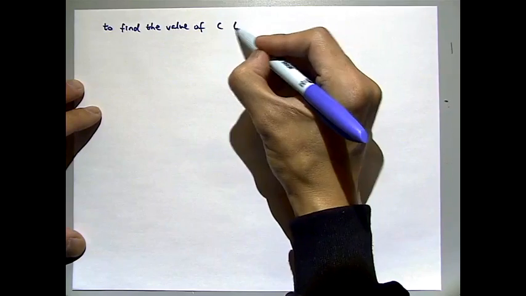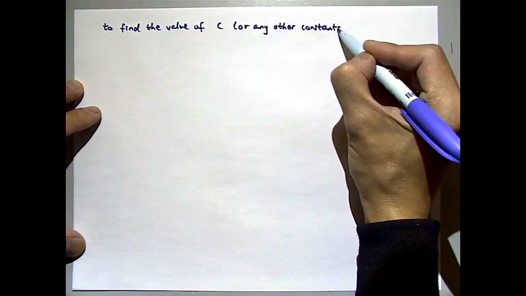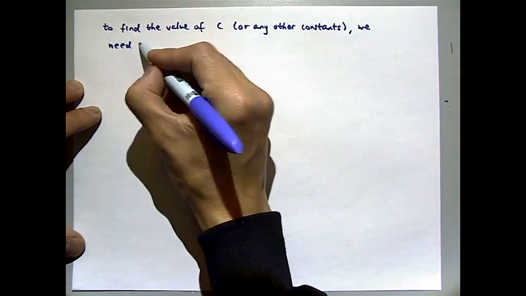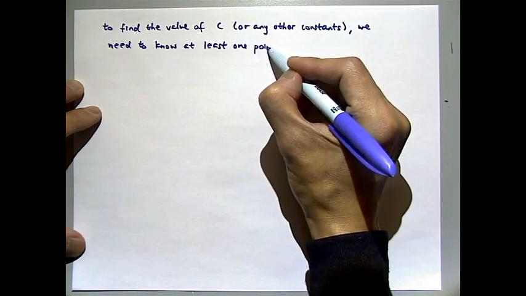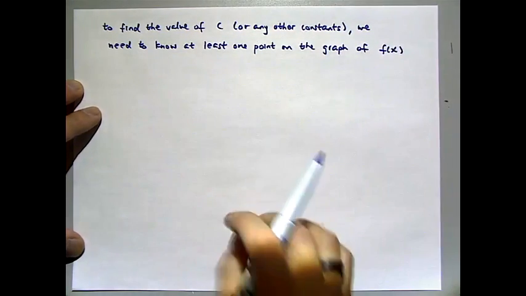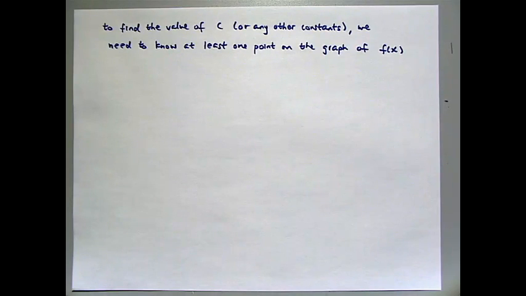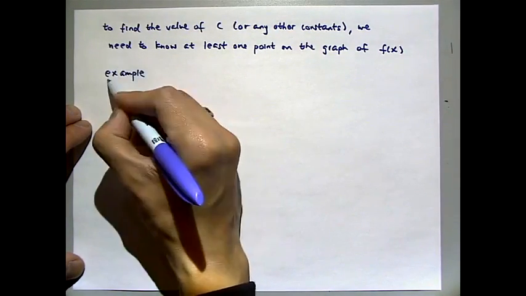To find the value of c or any other constants, we need to know at least one point on the graph of f of x. If you give me the derivative, I can undo that, but I can't tell you what the function is, because the derivative deals with slope. And you can have the same graph with different up and down location or left and right that all have the same slope, right? You have to tell me what point that graph goes through for me to tell you what that constant is. So I'm going to use a very simple example to show you the idea behind that.